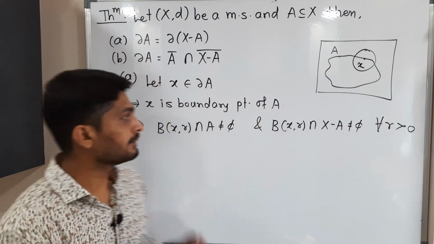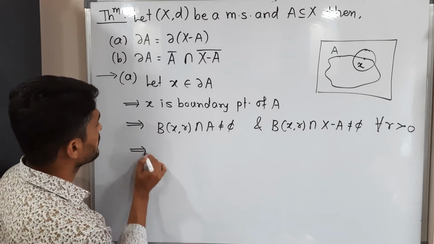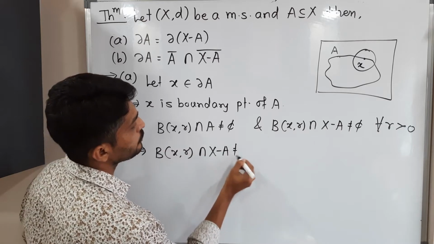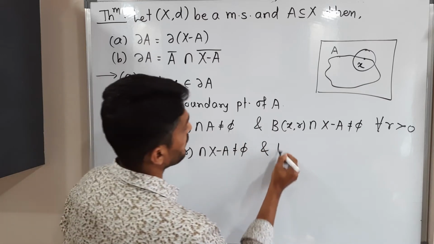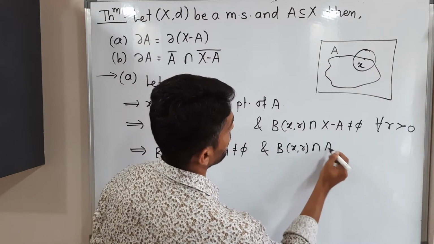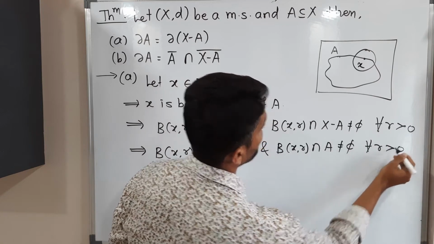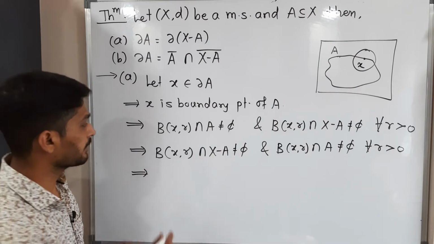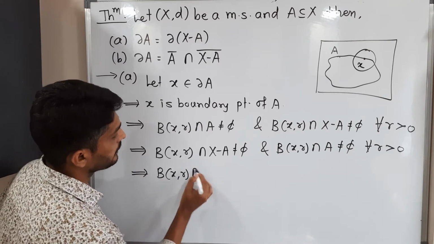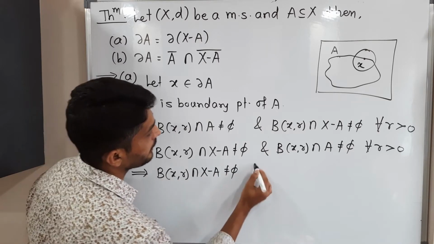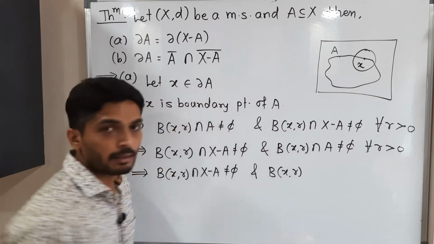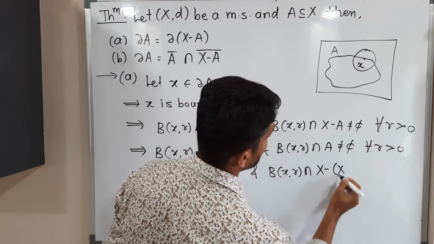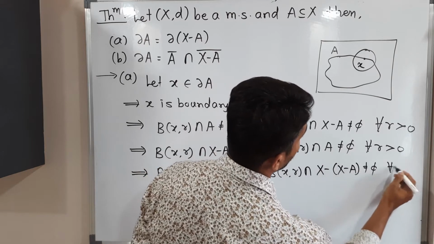After that, what will I do? I will simply interchange them. This thing I will write first: B(x,r) intersection (X minus A) is not equal to phi, and this thing I will write later: B(x,r) intersection A is not equal to phi. This is true for every r greater than 0. My next step, I will simply copy paste. This thing I will write as it is, B(x,r) intersection (X minus A) is not equal to phi, and B(x,r), I'm making small changes here, intersection (X minus (X minus A)) not equal to phi for every r greater than 0.